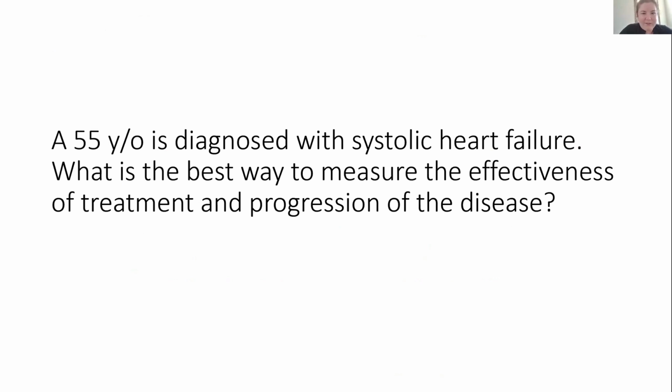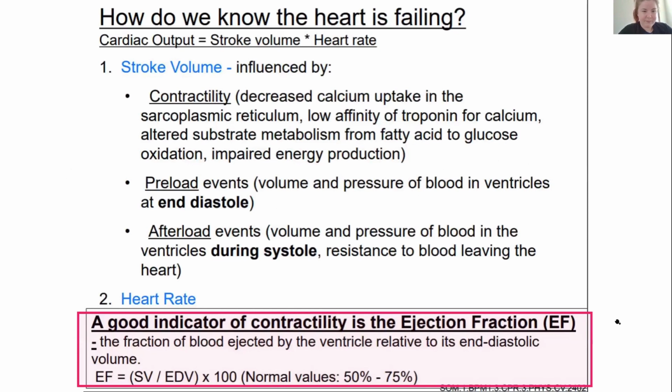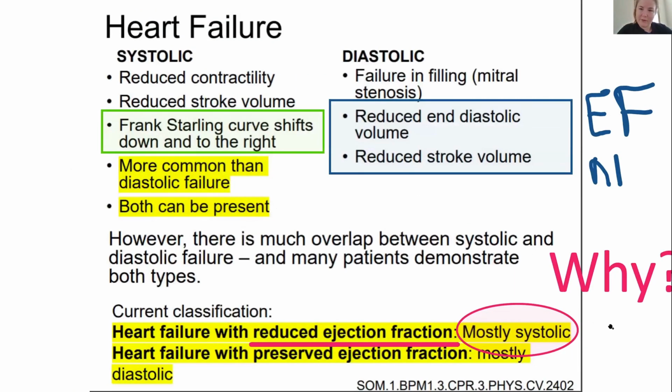Yes, it is ejection fraction. Cardiac output is stroke volume times heart rate, so it's over a minute. It's the work of the heart, whereas ejection fraction is basically how much blood is getting pumped at each beat. So it's the effectiveness of the heart in getting blood to the rest of the body. Again, a good indicator of contractility. How effective is the heart at getting blood out?